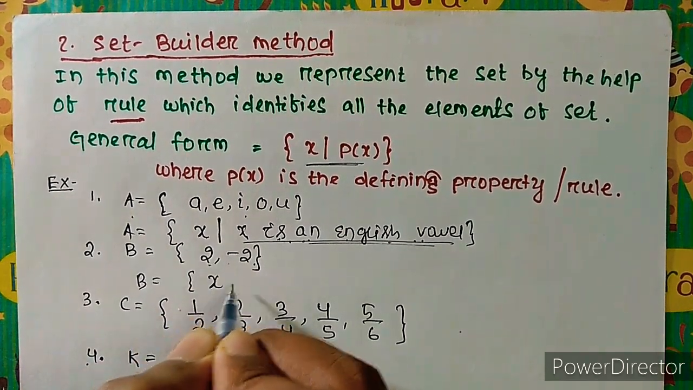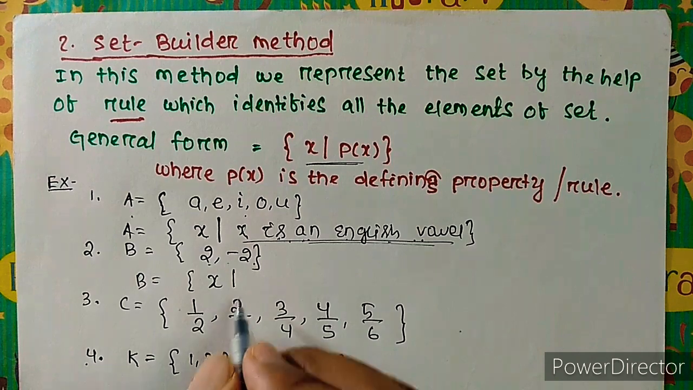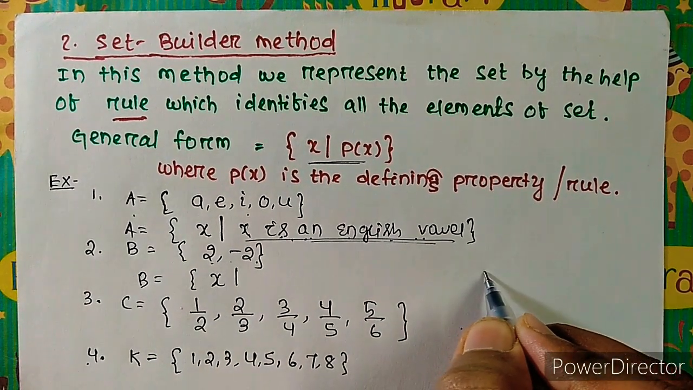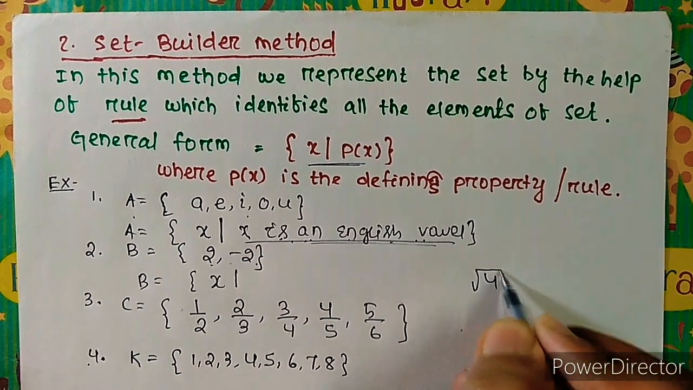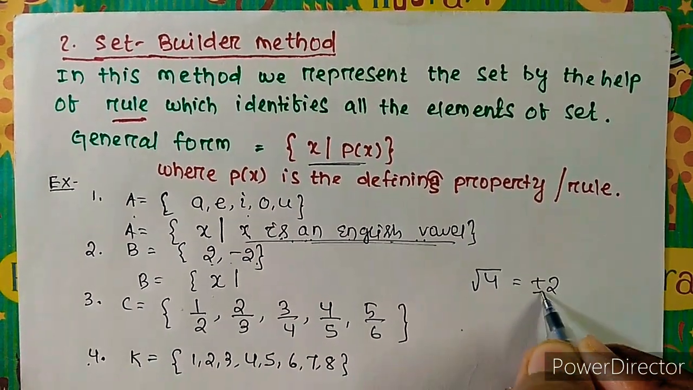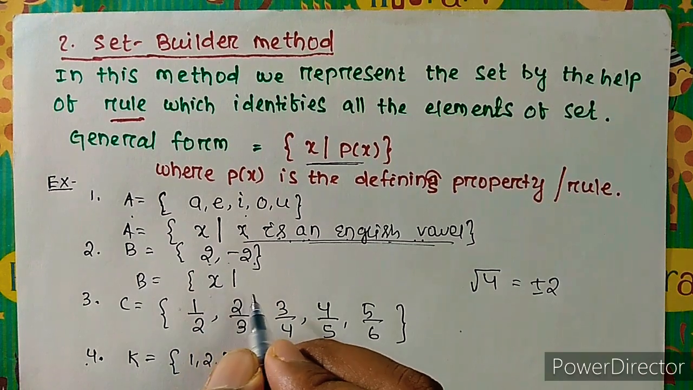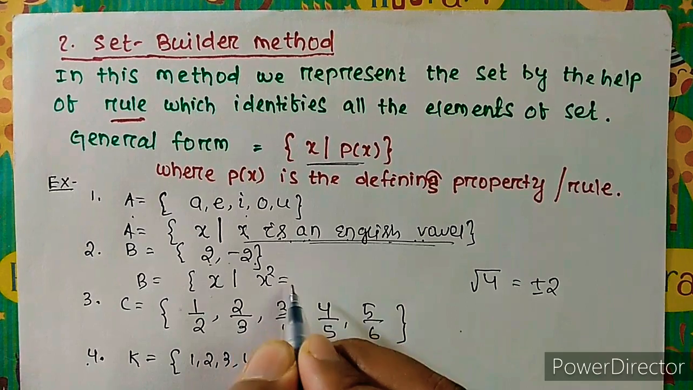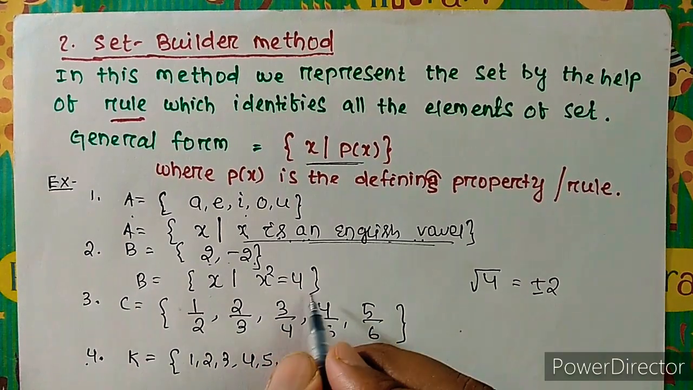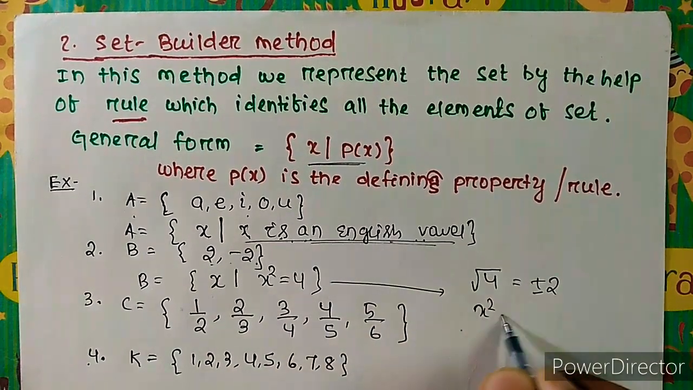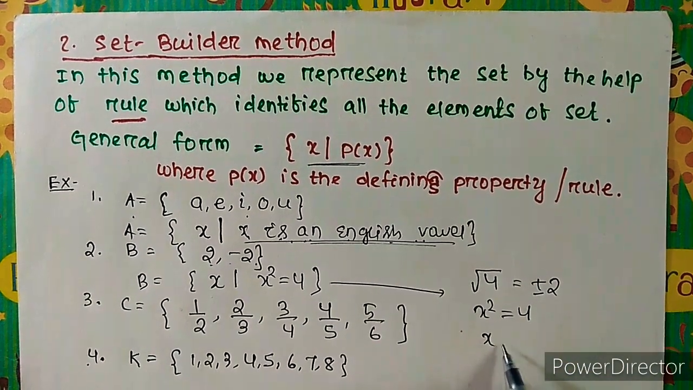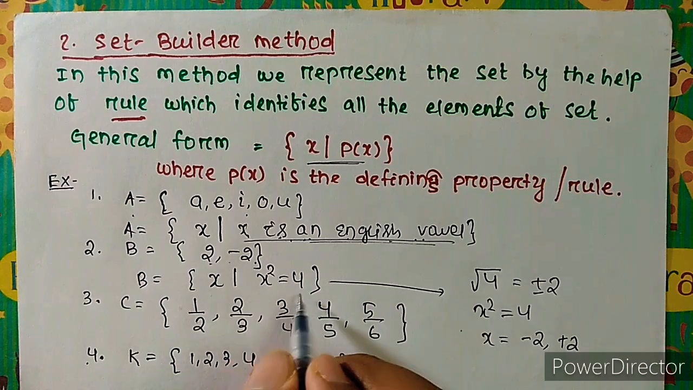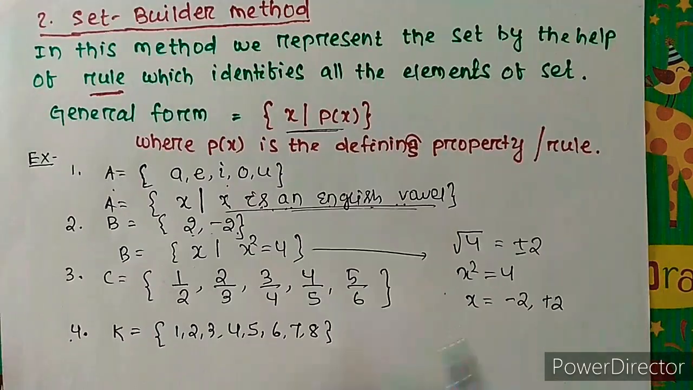By general form, X such that, what can we write? Yes, as we know that the square root of 4 is plus 2 or minus 2. So we can use the rule X such that X square is equal to 4. That means if X square is equal to 4, the answer will be X equal to minus 2 or plus 2. So we have made a general formula.